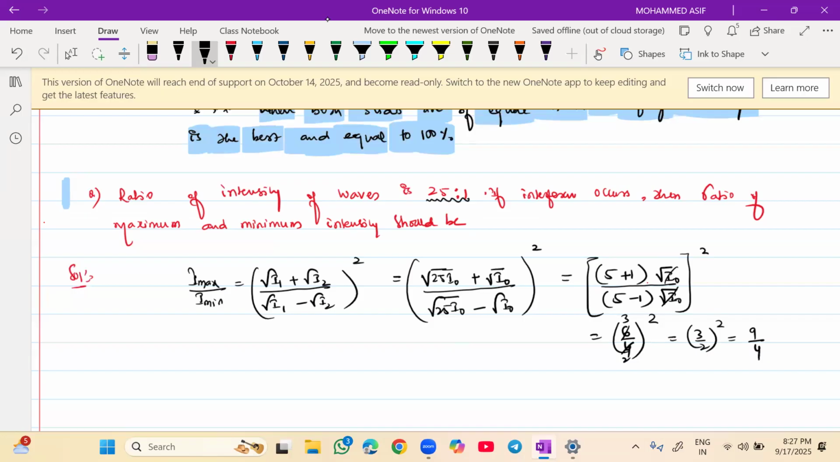The remaining problems we'll try to do in tomorrow's class session at 7:30: problems on interference, maxima and minima. Then we'll start with YDSE and its applications: fringe width, dark point, bright point, and problems when it is immersed in water in different cases.